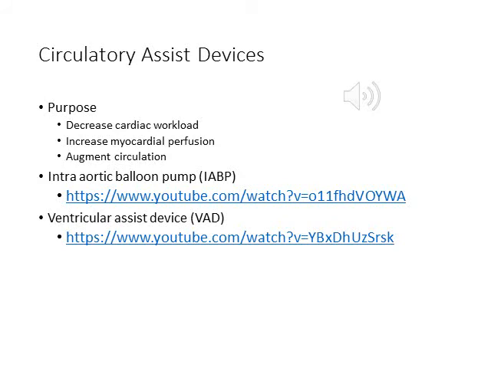Circulatory assist devices. They have several purposes, but the main purpose is to decrease cardiac workload, increase myocardial perfusion, as well as perfusion to the organs, and to augment circulation. The intra-aortic balloon pump, or IABP, is a temporary circulatory assist device used on the sick heart, and what it does is it reduces afterload via a reduction in the systolic pressure and by augmenting the aortic diastolic pressure, thus improving coronary blood flow.